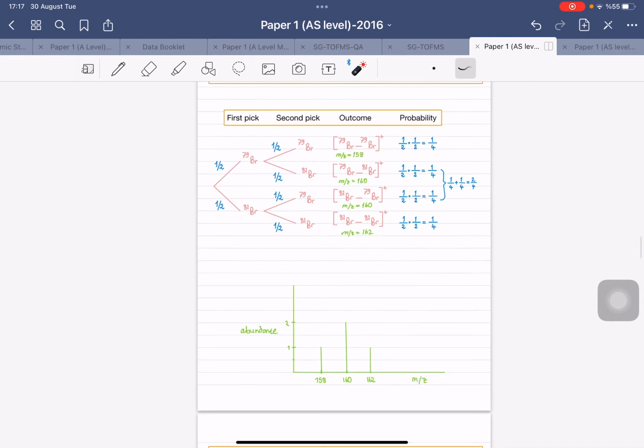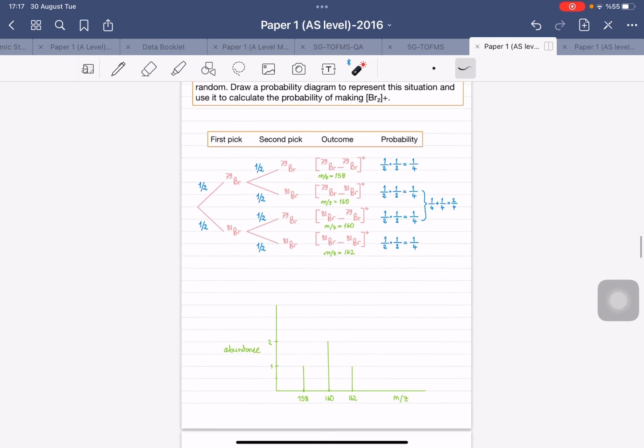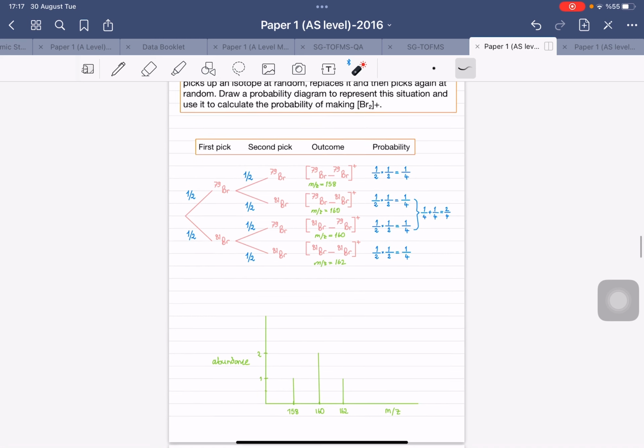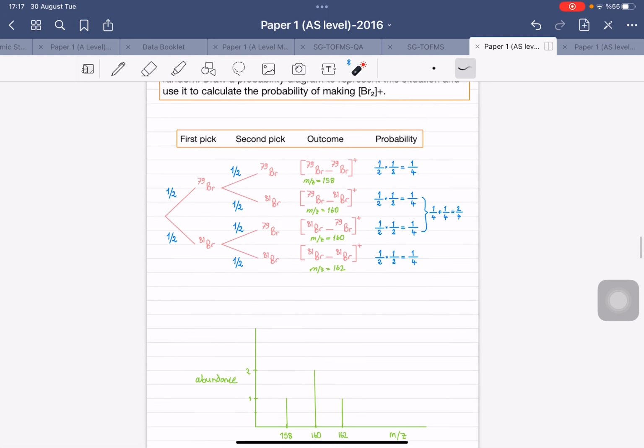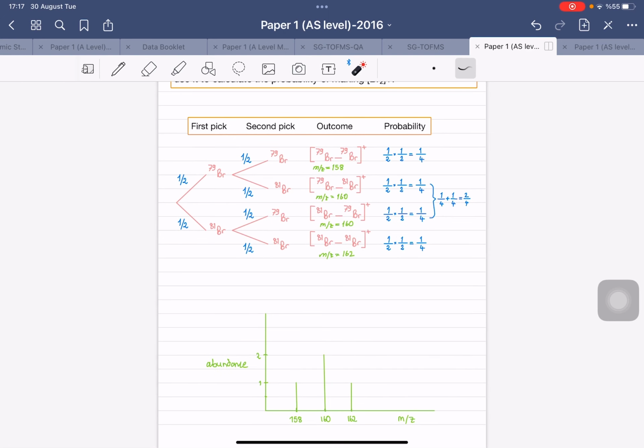So if you know this probability diagram, if you can easily draw this probability diagram, then you understand why we get 3 peaks in a mass spectrum with the relative abundance of a 1 to 2 to 1 ratio.